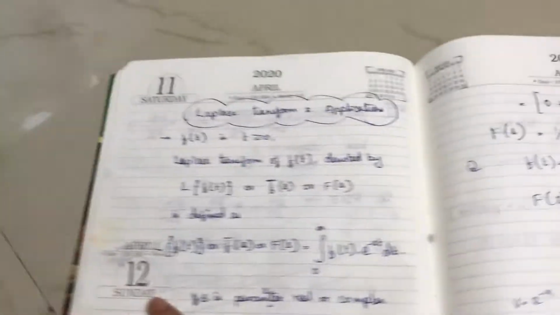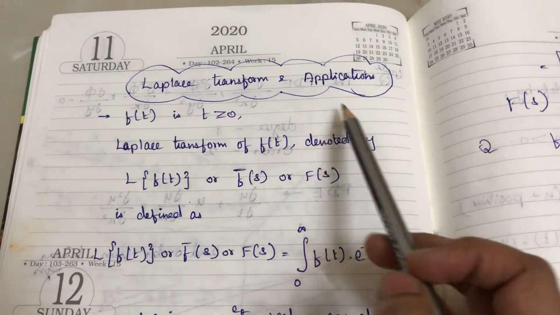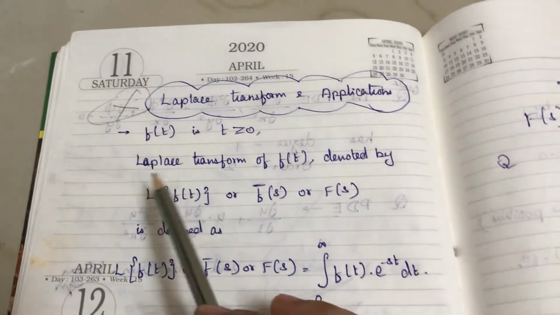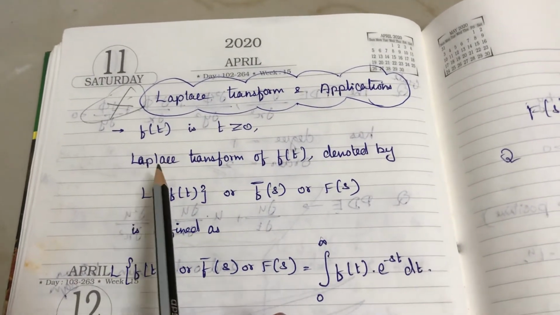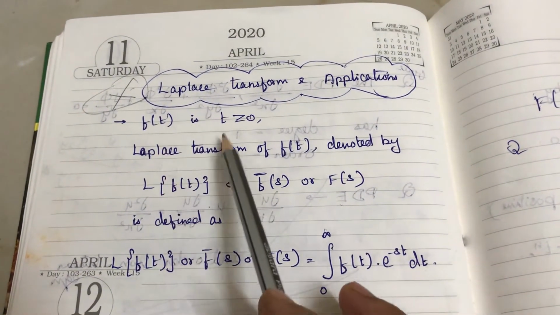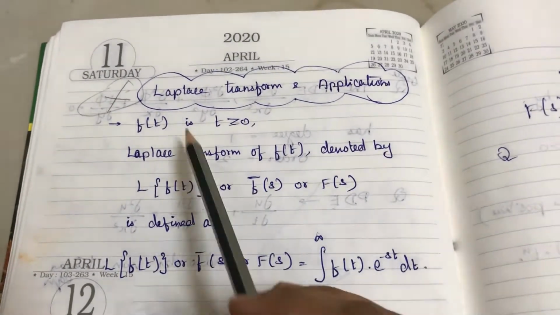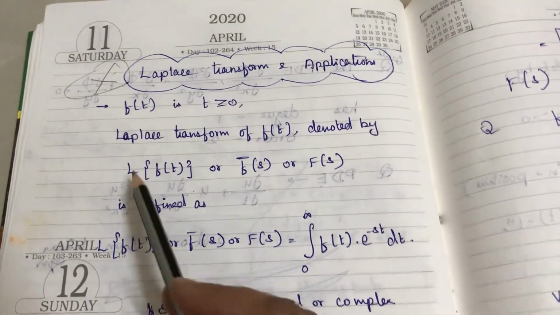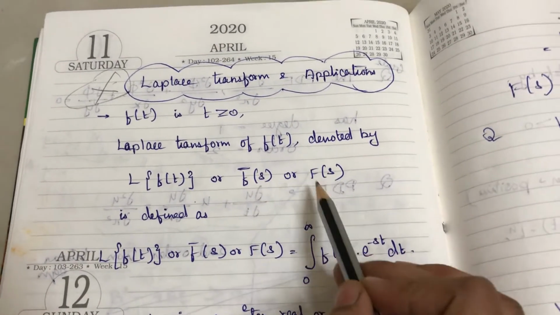Okay. Let's see Laplace transform and application here. This is somewhat important. Okay. Let's see that f of t is a function. So for this function here, t will have all the values greater than 0. Yes. So I can say the Laplace transform of f of t will be denoted by L of f of t or f bar of s or capital F of s.